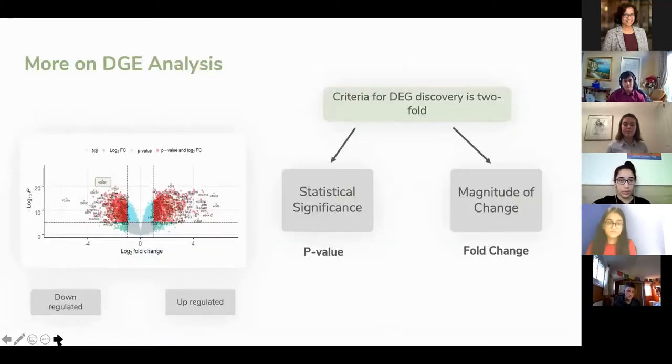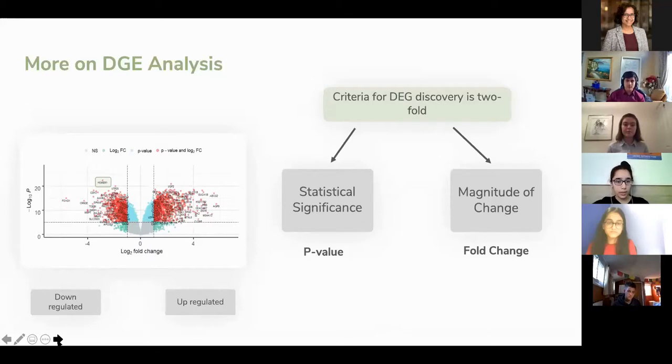So there's a lot of intriguing math involved in DGE analysis. We don't need to understand all of it right away, as it does get rather complicated, but I would just like to cover two key concepts, p-value and fold change. Here's a demonstration of these concepts using a volcano plot.